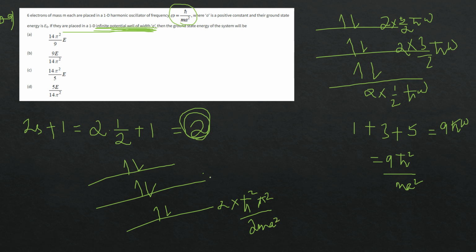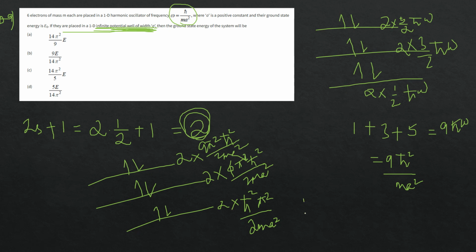This one is how much? 2 into 4, because n square is 4 here: 4 pi square h cut square by 2 m a square. And this one is 2 into 9 pi square h cut square by 2 m a square. Alright, so the 2 will be cancelled everywhere.